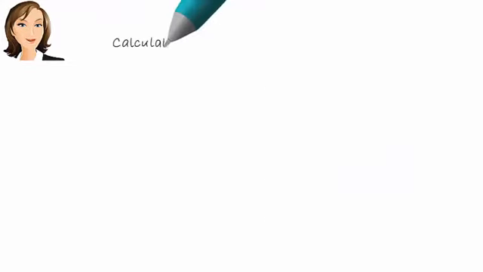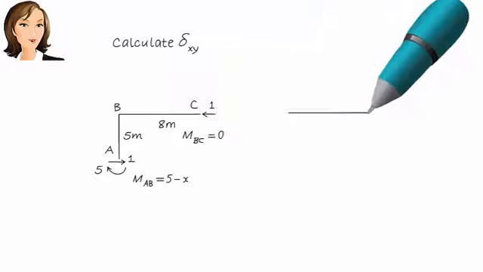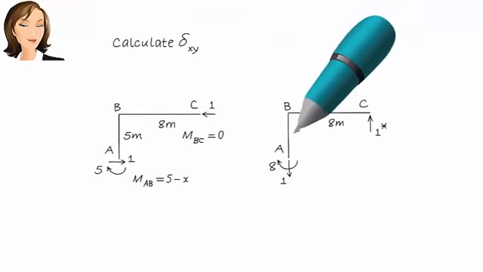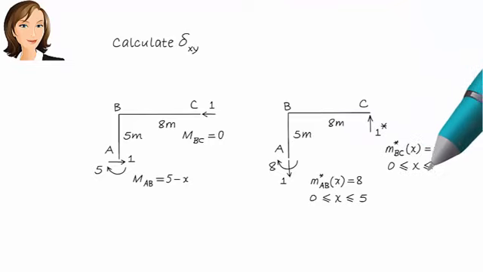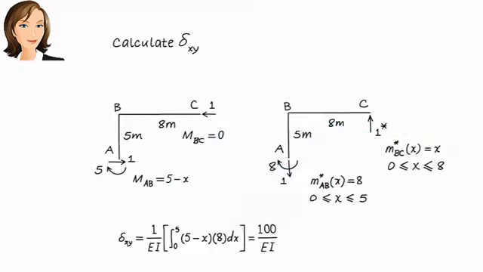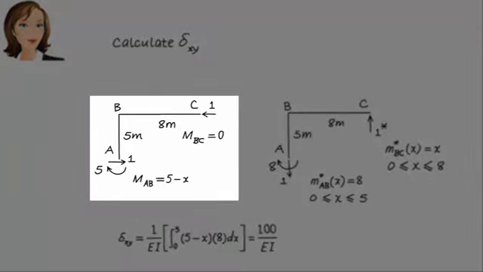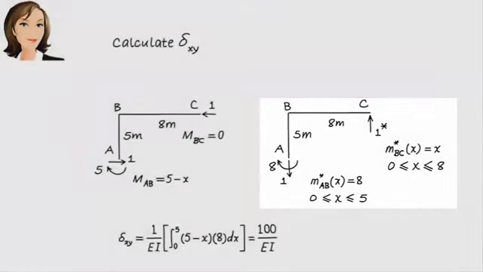Next, we need to get delta xy. This is horizontal displacement at C due to a vertical unit load at C. In this case, M and M star are not the same since the real load and the virtual load have different directions. Here are M equations. Here are M star equations.